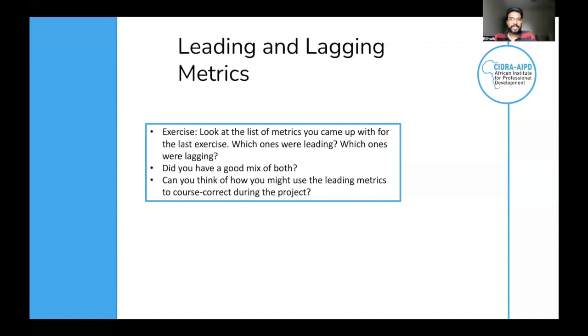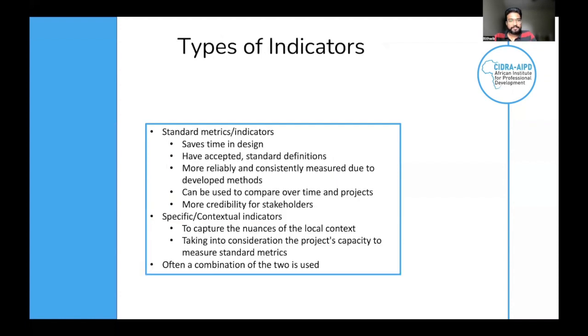So if you had picked the reading books goal, maybe a leading metric would be how many pages did I read today, right? And the lagging metric is, of course, how many books you managed to read at the end of the year. This is another way of classifying, or it's just a way of thinking about what metrics you would be using.